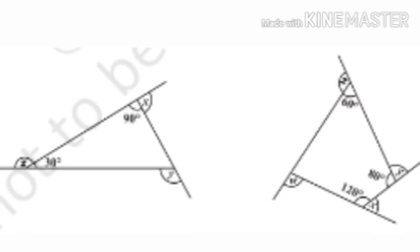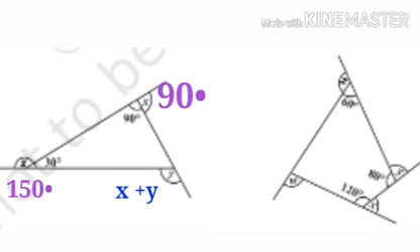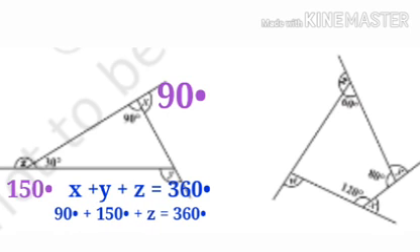In the first figure, the measure of x is 90 degrees using linear pair. 180 minus 90 gives us 90. Similarly, z is 150 degrees because its linear pair is 30. So 180 minus 30 gives us 150 degrees. Also, x plus y plus z equals 360. The sum of all exterior angles is always 360. Therefore, 90 plus 150 plus y gives us 360. So the value of y is 120 degrees.